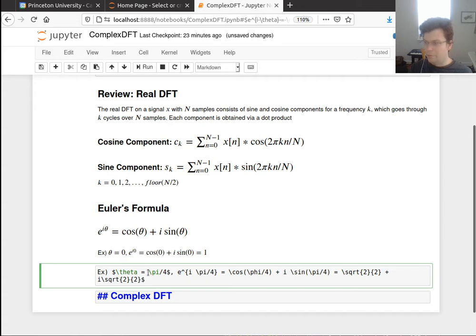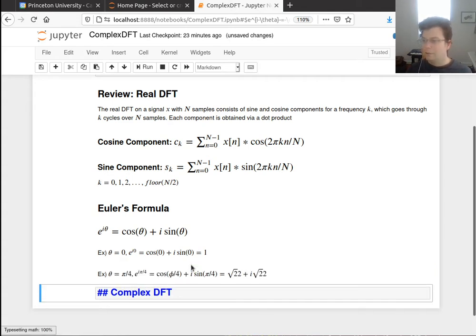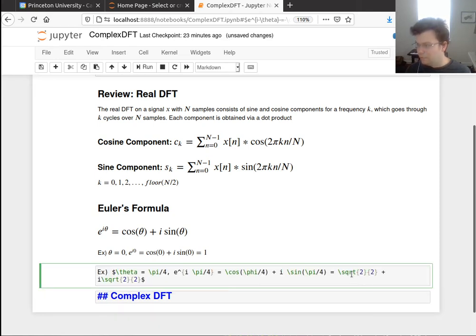Okay, so here's another example of an answer that you could get. Whoops, I meant to say fraction of square root of 2 over 2. So you're seeing how to type LaTeX here.